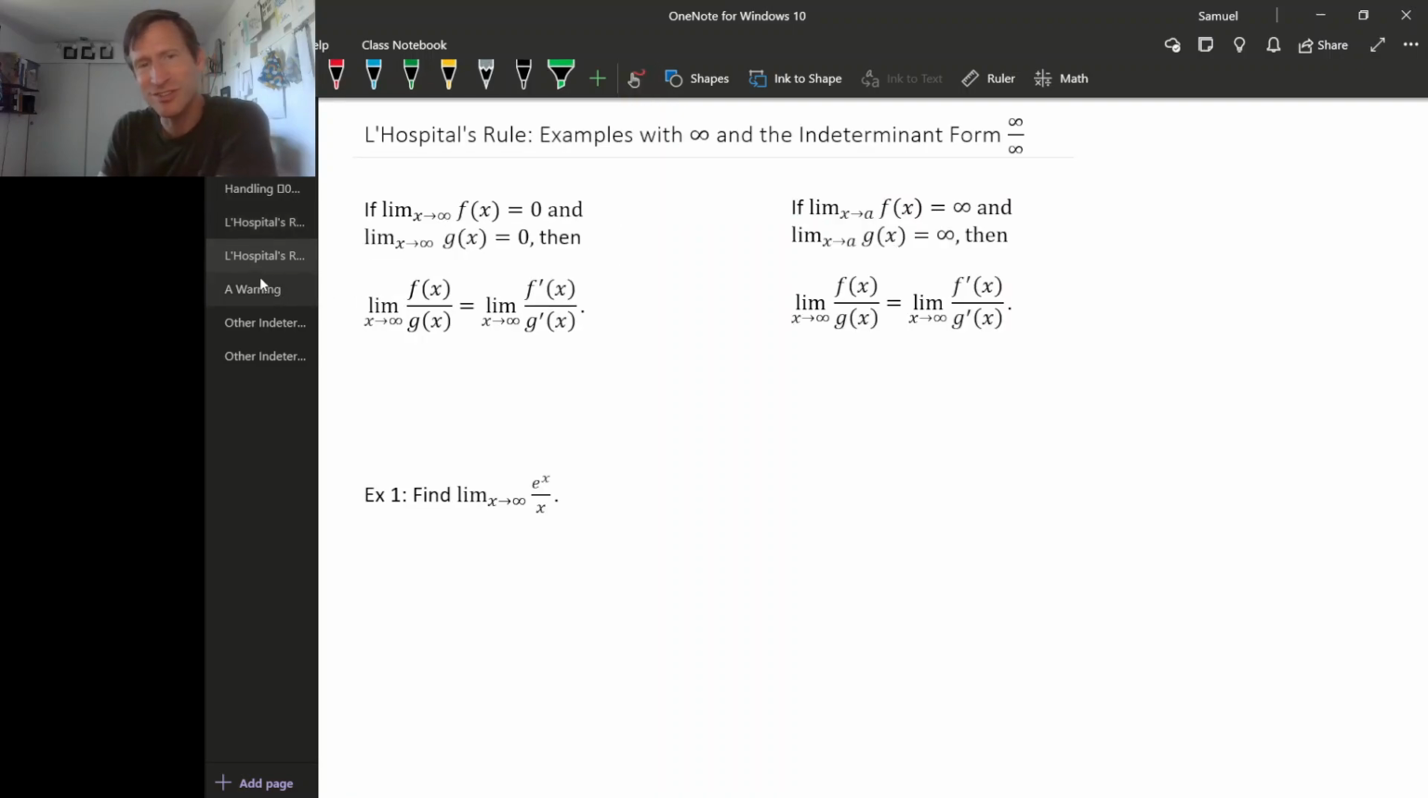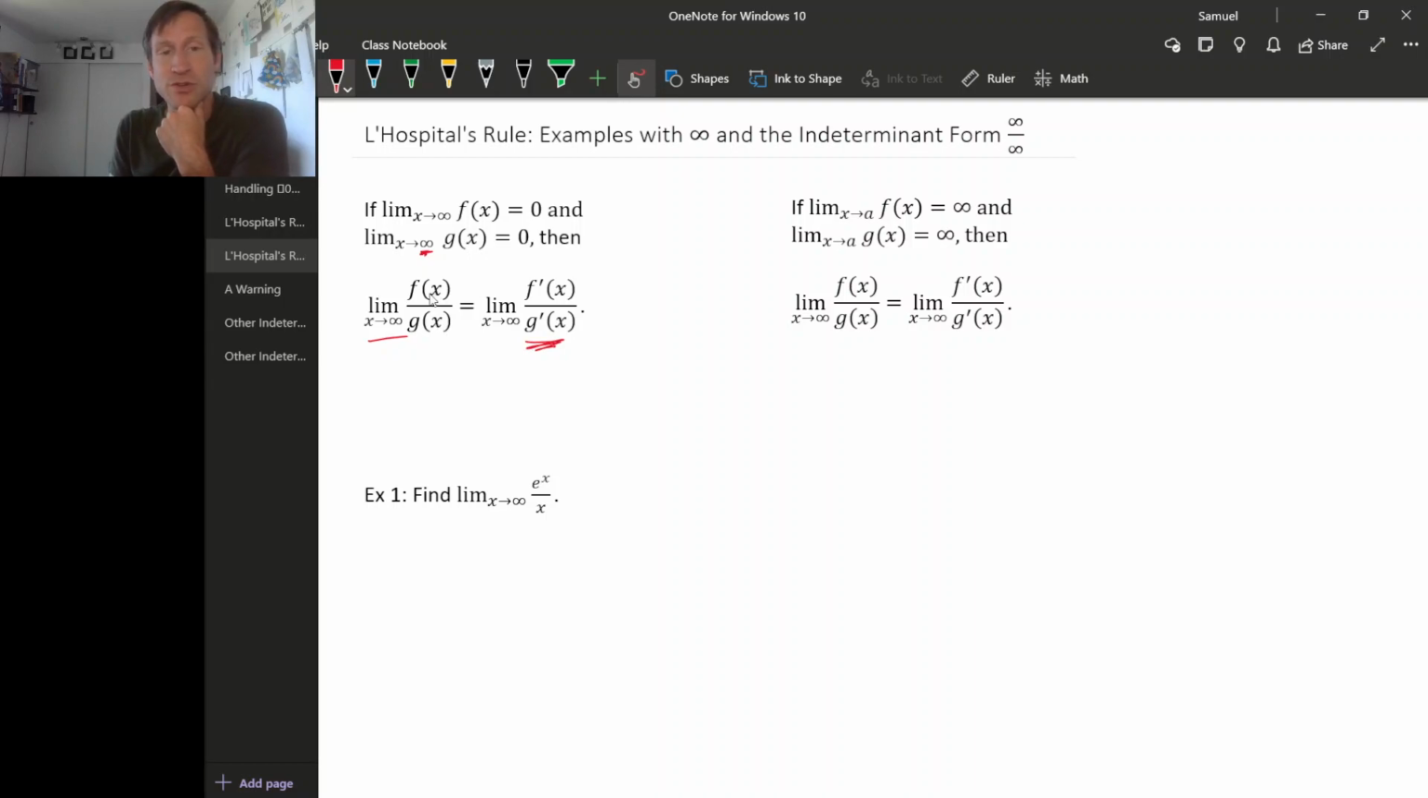Those other situations look like this. So if the numerator and denominator are both going to 0, not at some finite number, but as x goes to infinity, well, again, the ratio depends. The fact that we're taking a limit at infinity instead of at a real number a really doesn't change the logic of the fact that what determines the value of the ratio is how fast f goes to 0 compared to how fast g goes to 0. And so even if this limit is at infinity, the same L'Hopital's rule kind of formula applies.